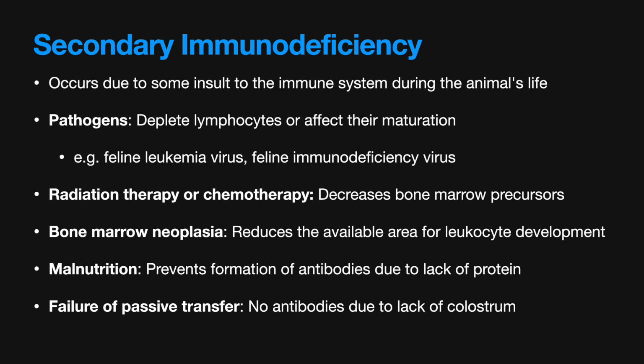Finally, failure of passive transfer results in no antibodies in the body due to a lack of colostrum ingestion. This is considered a secondary immunodeficiency because the young animal's immune system is intact without any genetic abnormalities. They just did not receive what they needed from their mother's colostrum.